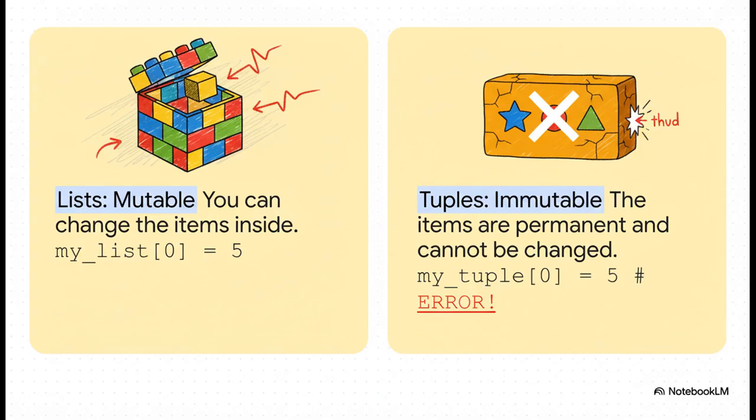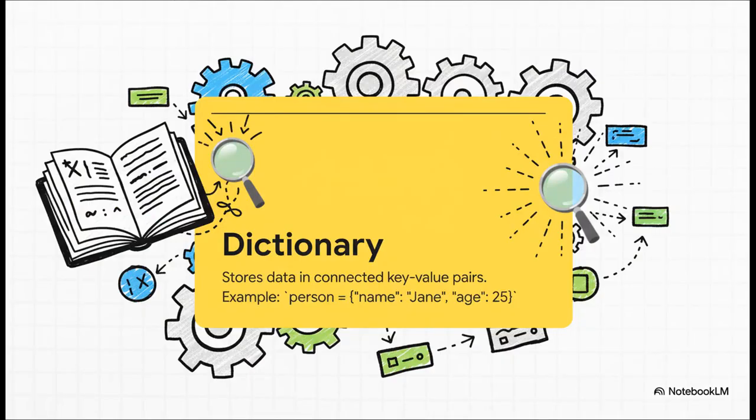We just saw that lists are mutable, but then you have its cousin, the tuple. And a tuple is the exact opposite. It's immutable. Think of it like data that's been set in stone. Once you create a tuple, that's it. You can't change what's inside. And that's actually super useful for things you know shouldn't ever change, like the coordinates for a specific location on a map.